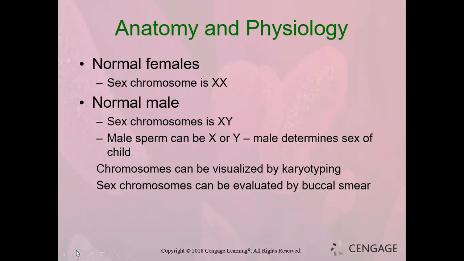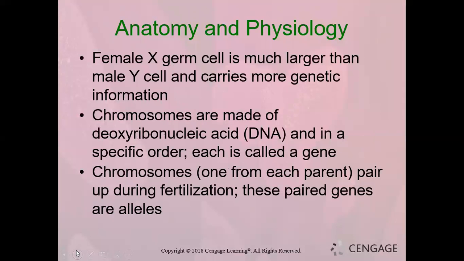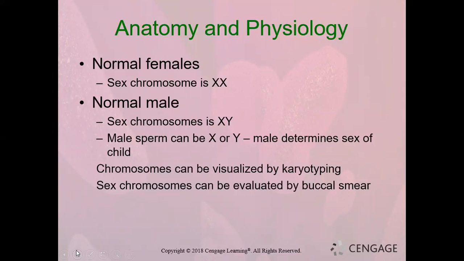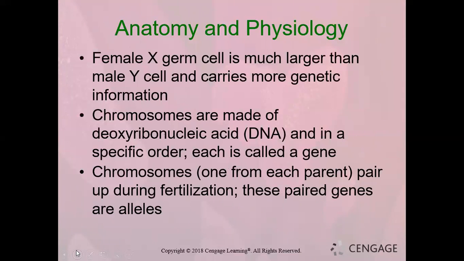In normal females, there is an XX chromosome, and in the males, there's an XY. It is the male sperm that determines the sex of the child, because they carry either an X or a Y. Chromosomes can be visualized by karyotyping, and sex chromosomes can be evaluated by a buccal smear. Female X germ cells are much larger than the male Y cell and carry more genetic information.